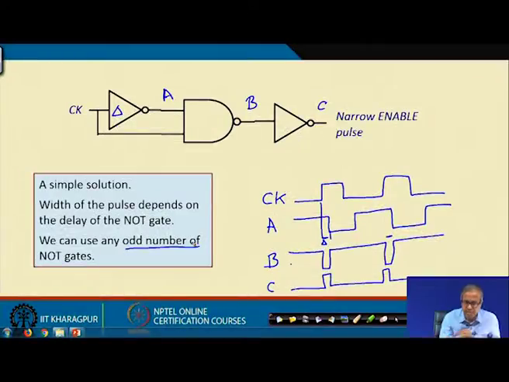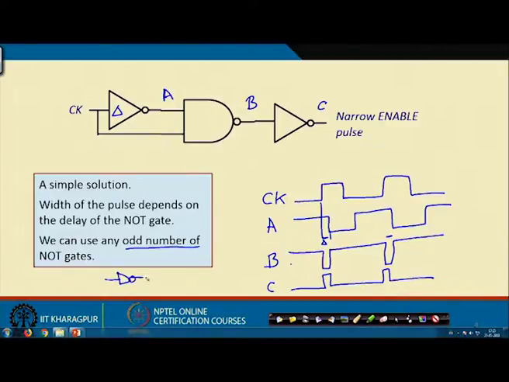But well, here another thing is that instead of one NOT gate, we can use any odd number of NOT gates. Instead of 1, we can use 3 NOT gates also, let us say. So, in this case, this delta will be equal to the delay of the 3 NOT gates, right, but the waveform will be very similar.